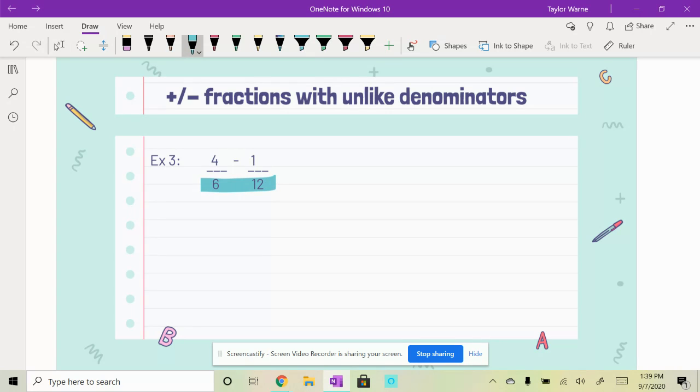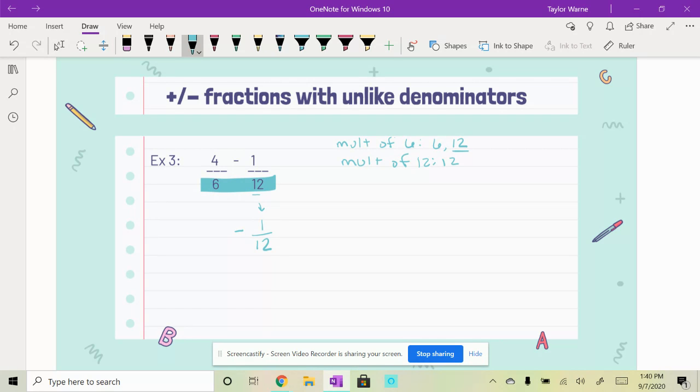So my multiples of 6, okay. Well, I listed my multiples of 6, and I already noticed I have 12 here, but that's my multiple here. So I realize I don't even need to list my multiples of 12 because my least common multiple is 12. So in this case, I can bring down my 1 over 12 to keep that.